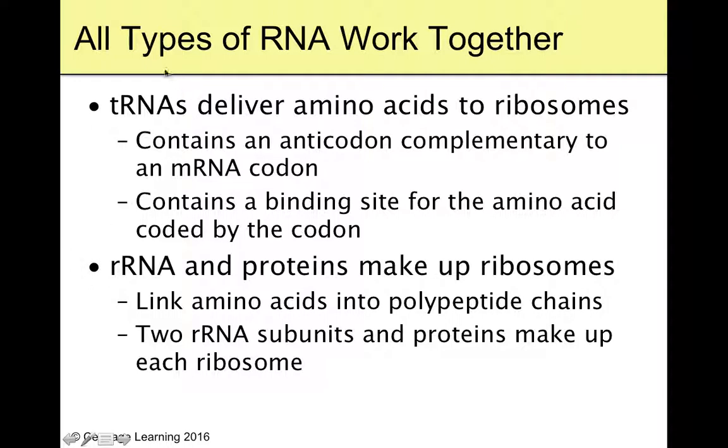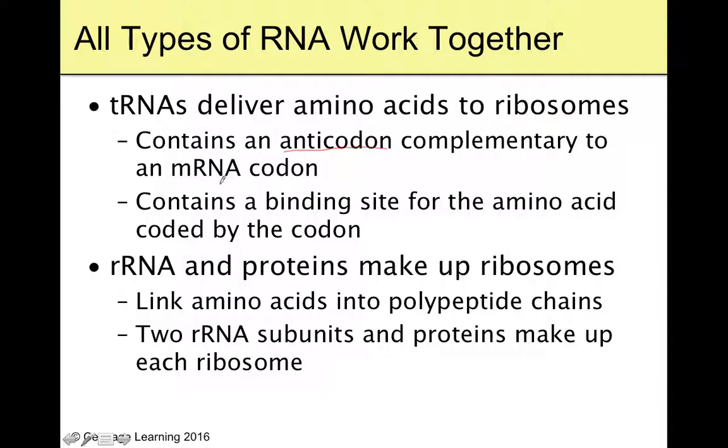So, the first thing you need to know is that all of our different types of RNA work together. Transfer RNAs, you saw it in the lab, deliver amino acids to our ribosomes. And transfer RNAs contain this very important thing called an anticodon. Anticodon is complementary to the mRNA codon. So the mRNA codon is UCG.